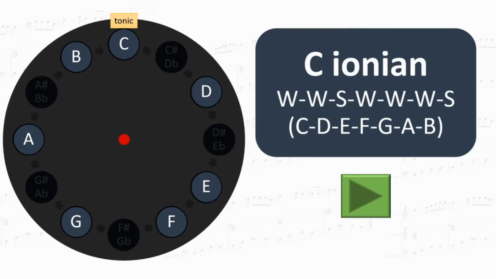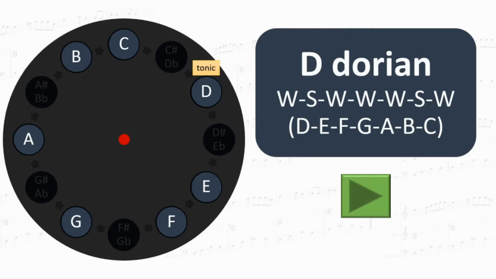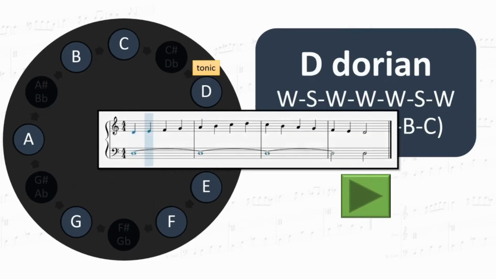So if I move the tonic to the second note of the scale, like the D, we get the Dorian mode. Let's hear the difference. Notice how the mood changes from the Ionian mode, even if it's the same set of notes. It's because what's changing is the relation of each note to the tonic. That is what makes the color of a mode.